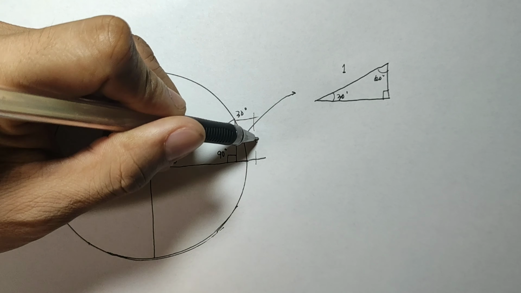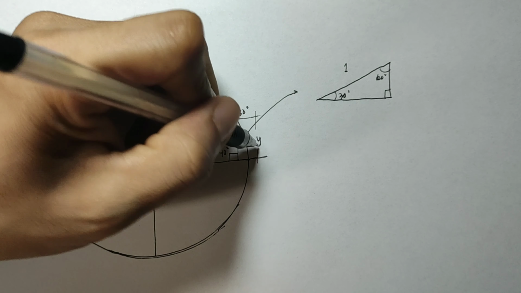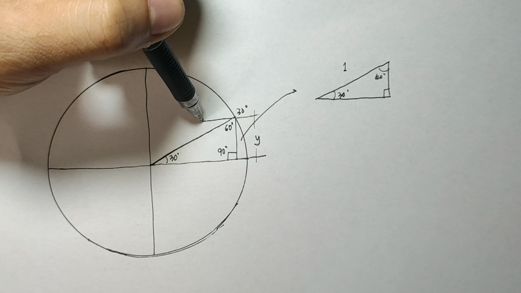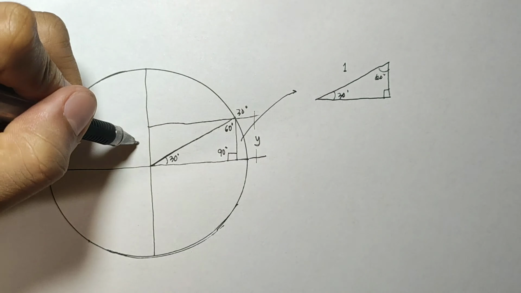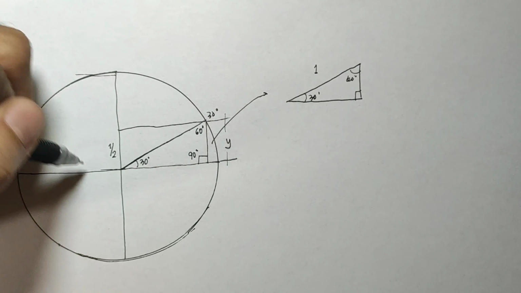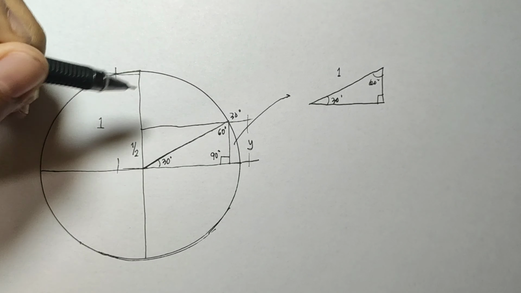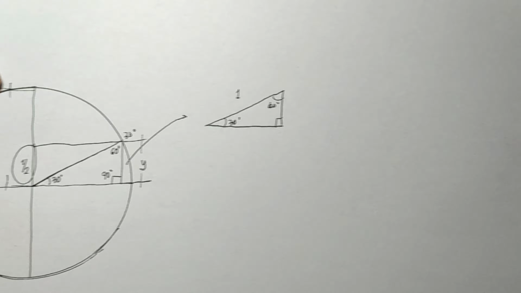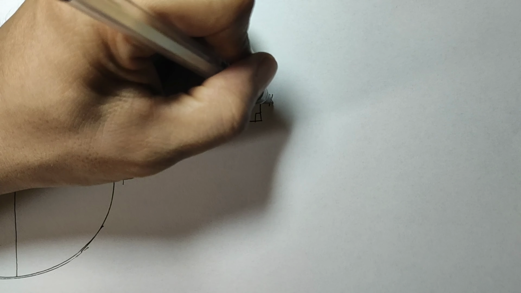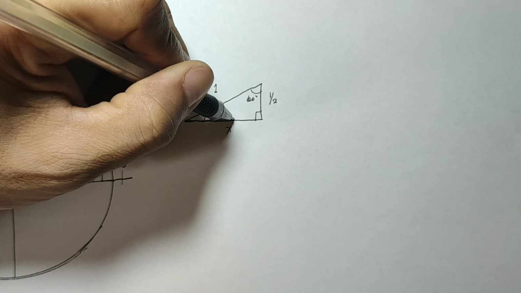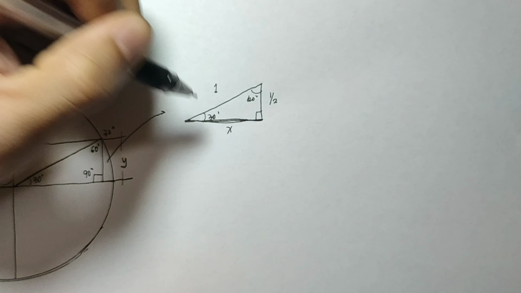If our drawing is accurate, it will fall on 1 half of 1. This is the 1, a whole, so of course half of that is 1 half. Therefore, this is your 1 half, and we will solve for the measurement of this side.